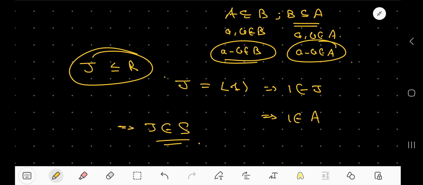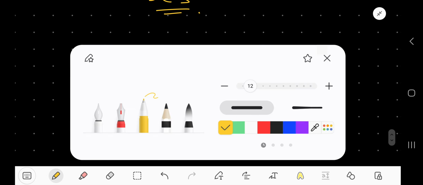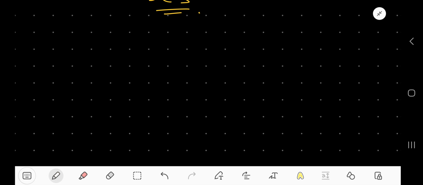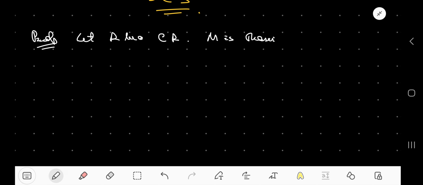Okay. The next statement is far more important to observe, which is the proposition: let R be a commutative ring, we have already assumed it contains unity. Then M is maximal if and only if R mod M is a field. Okay, R mod M is a field.